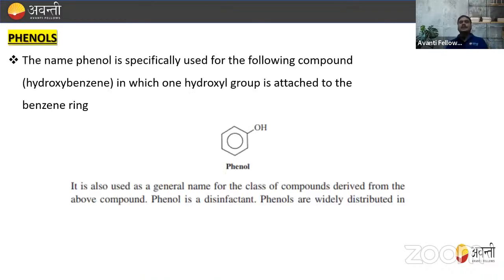Now, let's quickly talk about phenols, and after that, we're going to solve numericals related to this chapter, phenol. So basically, we all know that phenol has a hydroxy group, right? Hydroxybenzene is also known as phenol, in which one hydroxyl group is attached to the benzene ring. I'm going to quickly revise all this because I know you already studied it, and then try to solve questions. This is beneficial for you all.